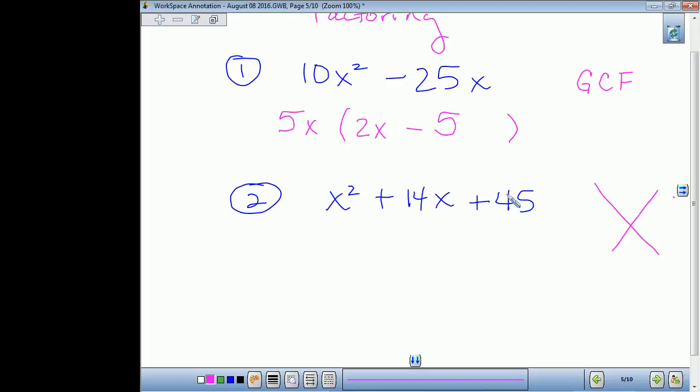Okay. All right, so if it has a leading coefficient of 1, we can take a shortcut, but that other way always works. So you would say, what do I multiply to get the 45 that I can add to get 14? Now, you don't have to draw the x, but sometimes the x helps us to see it. What can you multiply to get 45 that you can add to get 14? What do you think? 9 and 5. So we would factor this to x plus 9 times x plus 5.